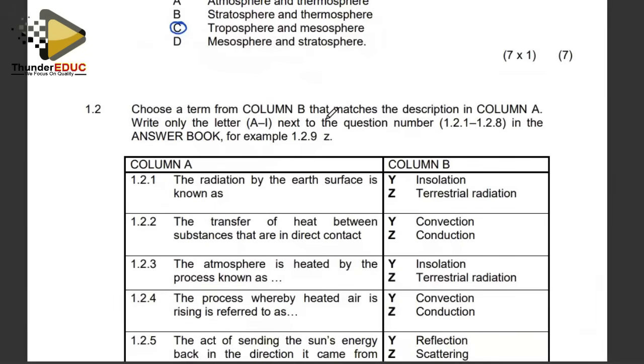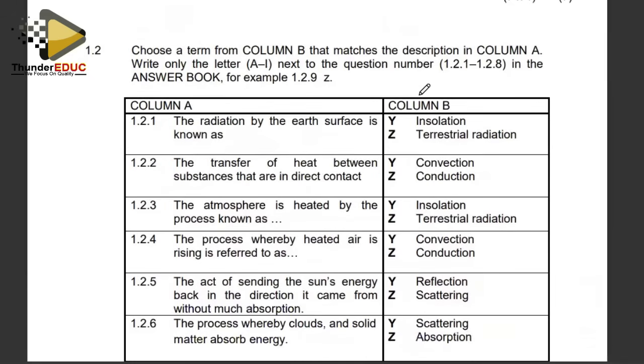Right, we move on to question number 1.2. Choose the term from column B that matches the description in column A. Write only the letter A to I next to the question number. Right. The radiation by the Earth's surface is known as. There is insolation and terrestrial radiation. Insolation, always remember, is incoming. And then terrestrial is also called long wave radiation and is outgoing.